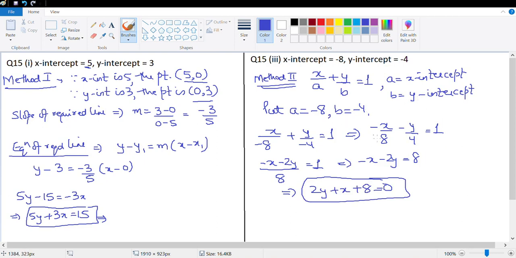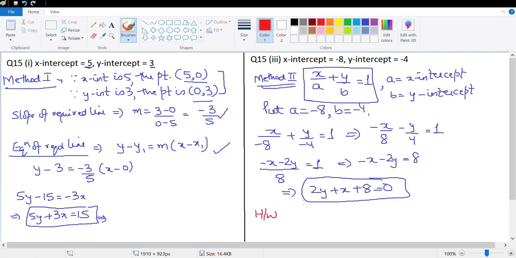Now this is method 2, where I had to remember a new formula, which is x by a plus y by b is equal to 1. This is method 1, where I don't need to remember a formula, but I need to remember that x-intercept means value of y is 0 and y-intercept means value of x is 0. Now I have these 2 points. First I'll calculate the slope, and then I'll put in the standard equation y minus y1 is equal to m times x minus x1. That brings me to an end of this video.